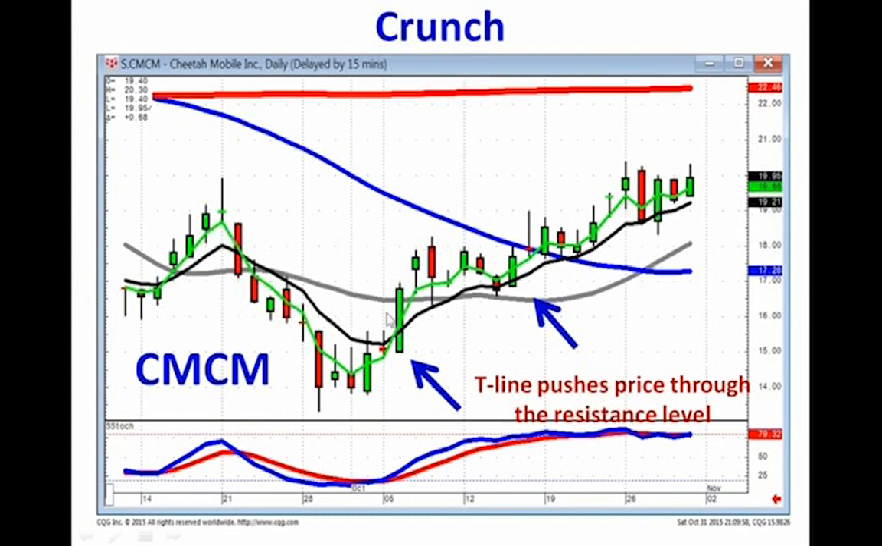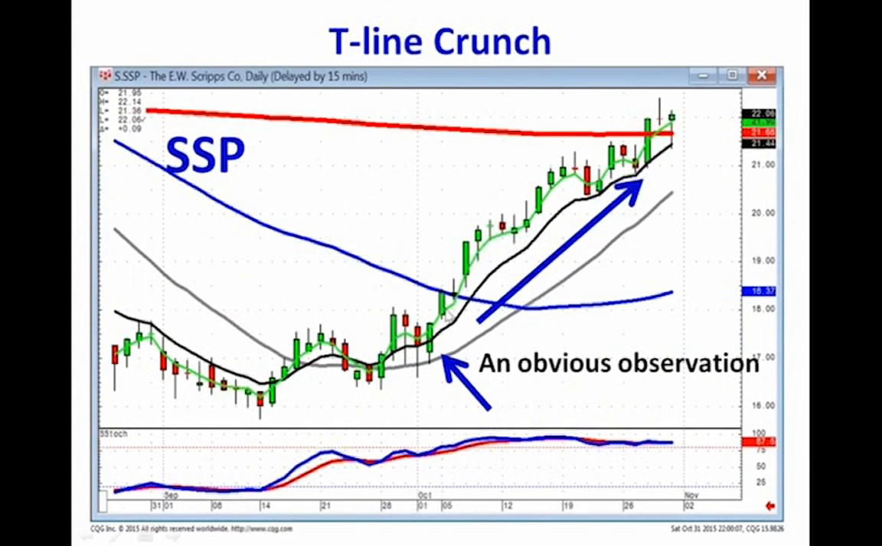So the T-line crunch, once the buy signal occurs, keeps us in this position. Even though we see candlestick sell signals, we don't see a close below the T-line. That's the criteria for closing out a long position. You want to see a candlestick sell signal and a close back below the T-line. So the T-line crunch is different. It doesn't necessarily have to hit that resistance level. All it has to do is keep the T-line crunch pushing us up through the 50.